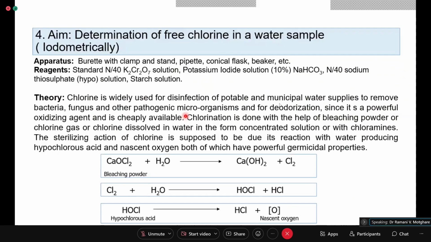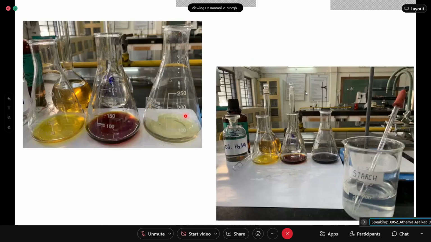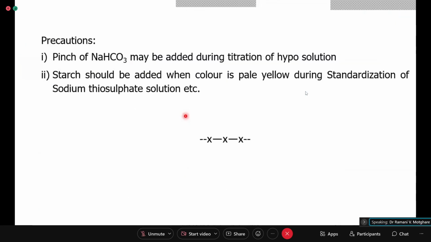Ma'am, I'm unable to get precaution one. First precaution is pinch of sodium bicarbonate may be added during titration of hypo solution. Maybe it is added during the titration of hypo with hypo.